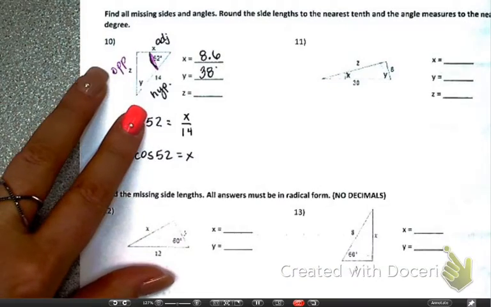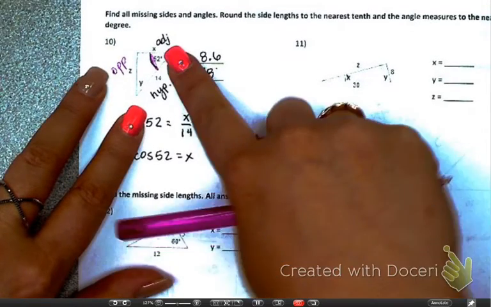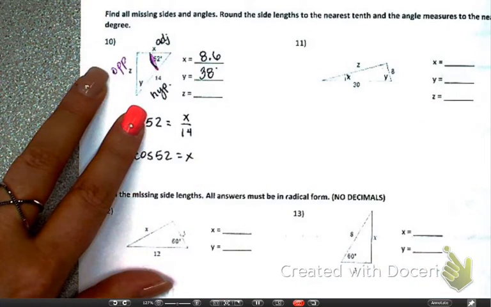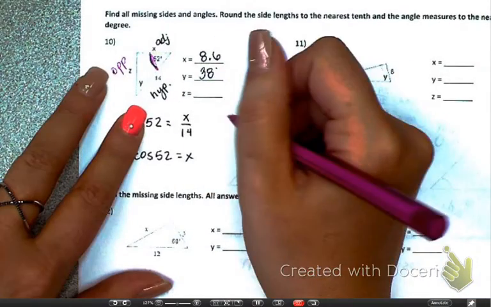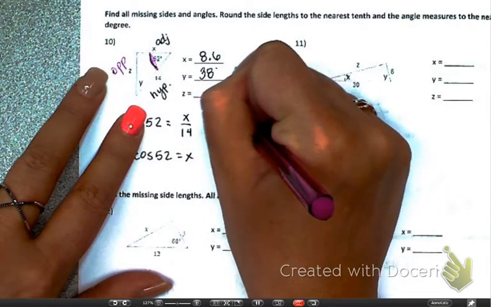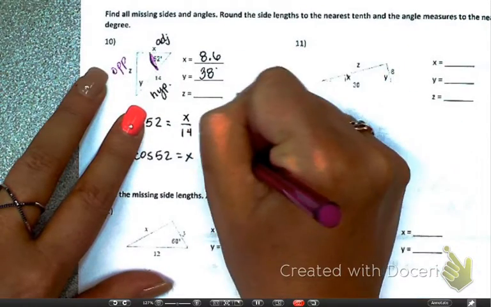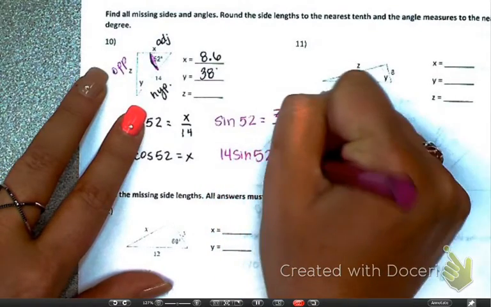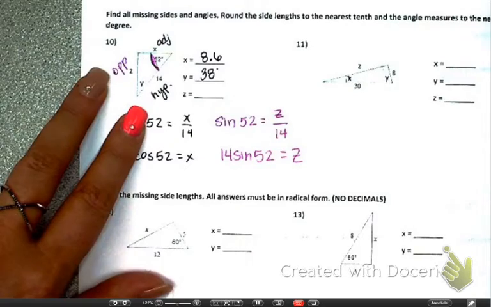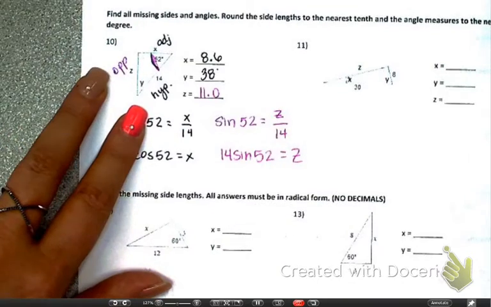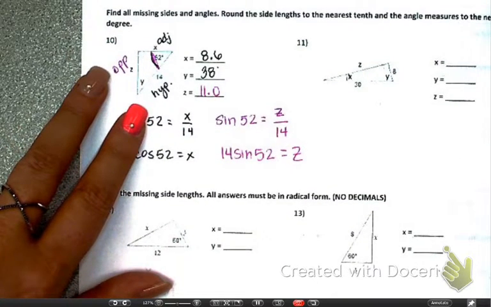I would use the hypotenuse because you know it's 14. You can use the adjacent, but we rounded, so your answer may be slightly different, which is why your work is going to be important. If you use the Pythagorean theorem, your work is going to be important. Okay? So, opposite and hypotenuse is sine. So the sine of 52 equals the opposite over the hypotenuse, or 14 sine of 52 equals z. And I get 11.0. Did you get that? Awesome.